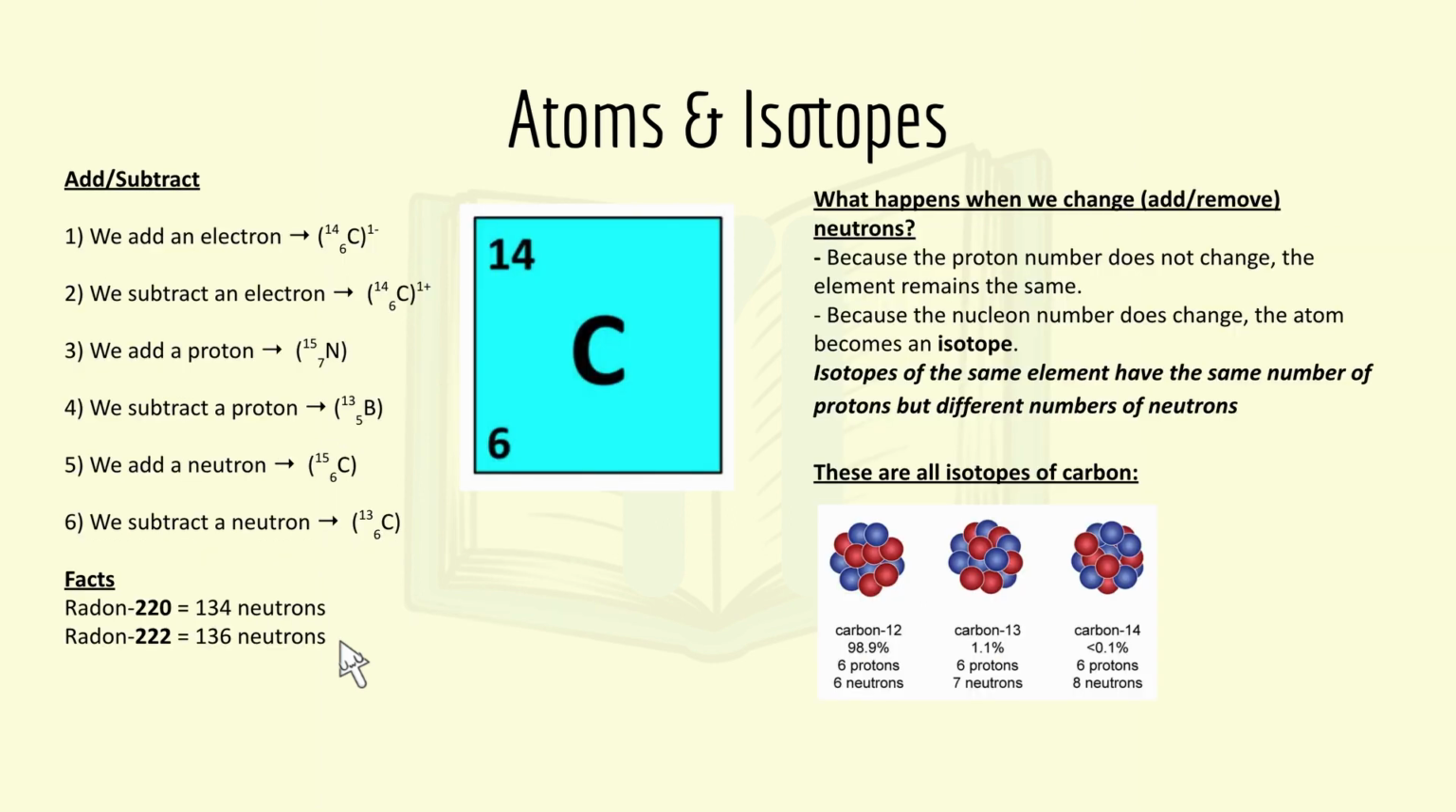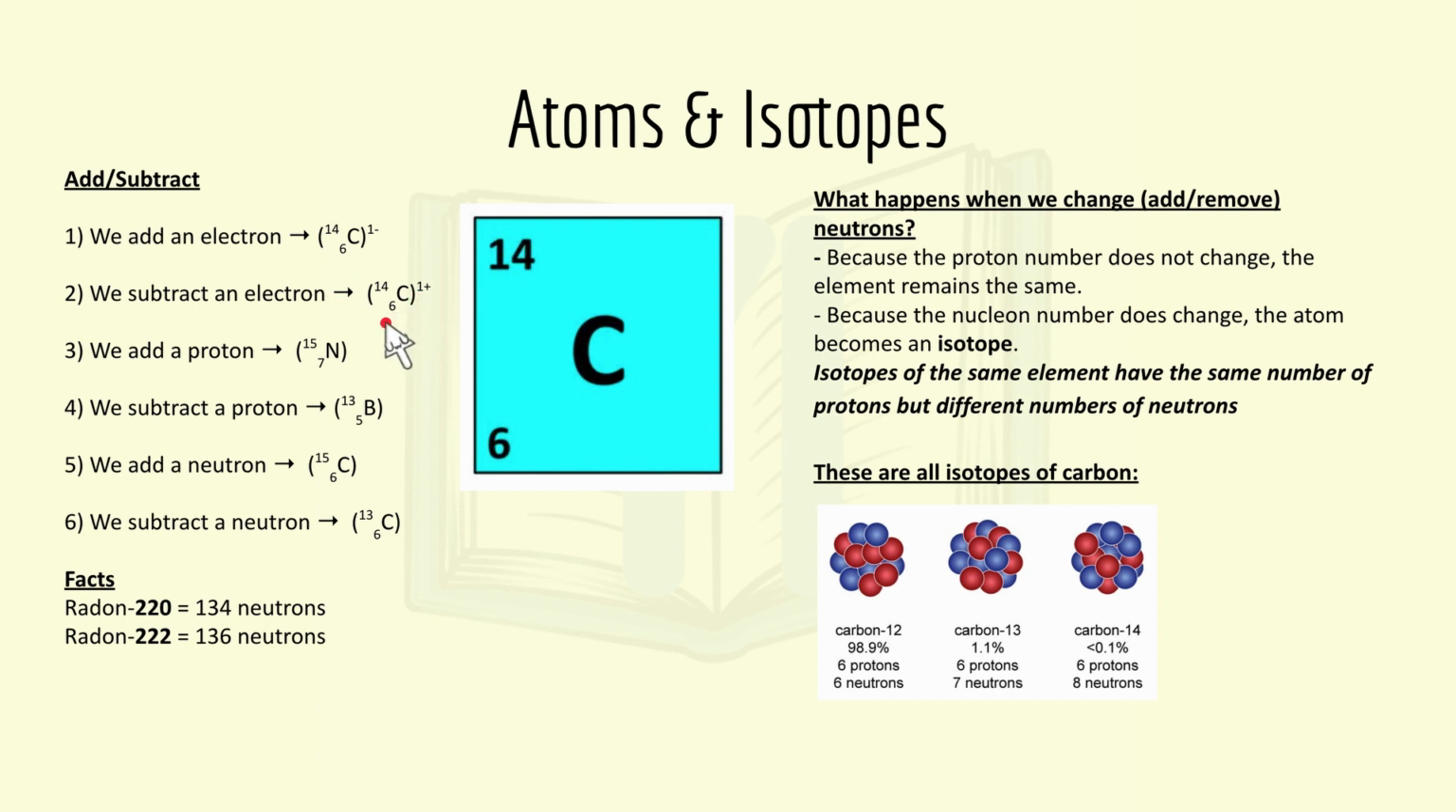So here we have more atoms and isotopes. On my left here, there's some add and subtract activity for this element over here, which is carbon. So when we add an electron, the carbon 14 becomes 1 minus charge, and if we subtract an electron, the carbon 14 becomes 1 plus charge.